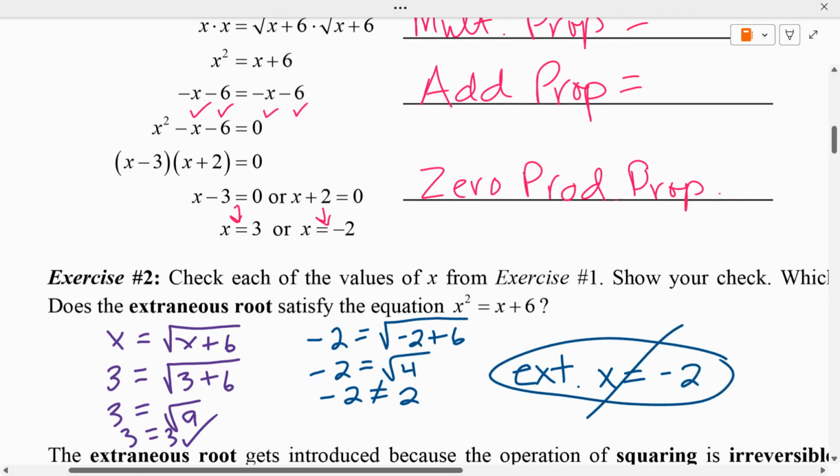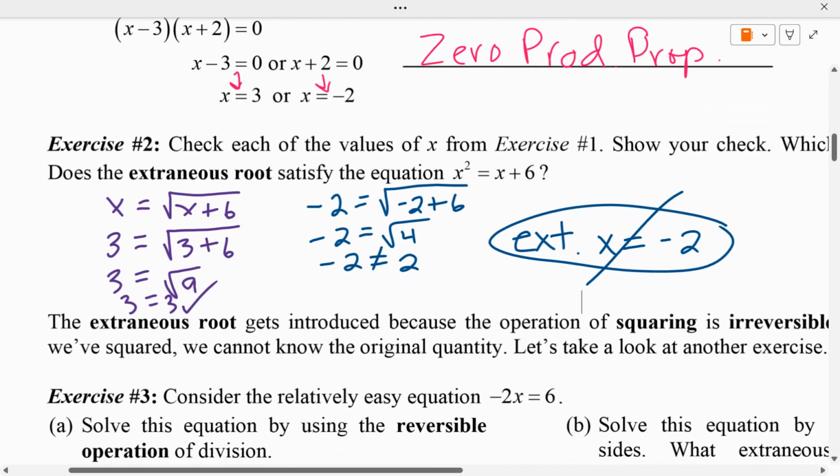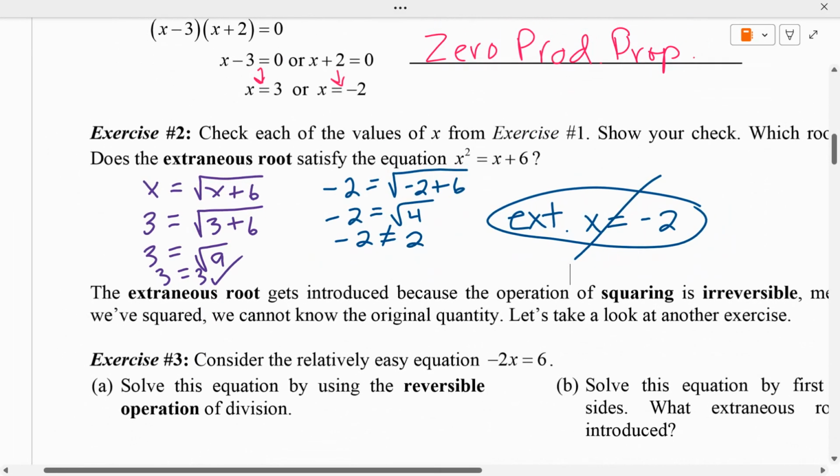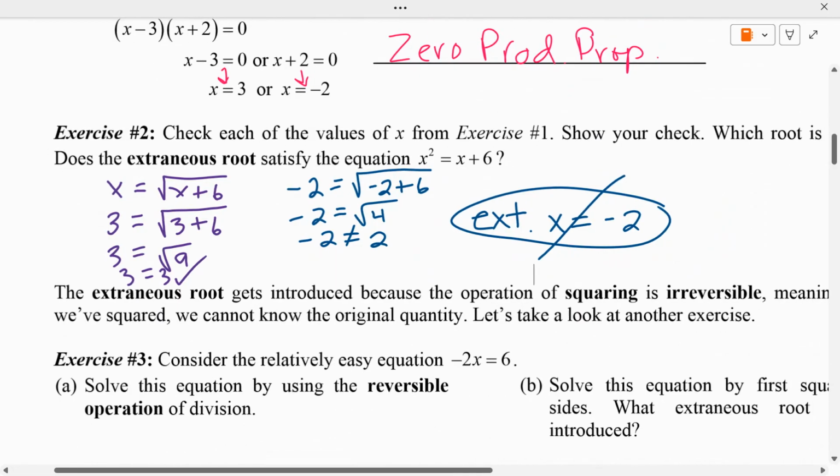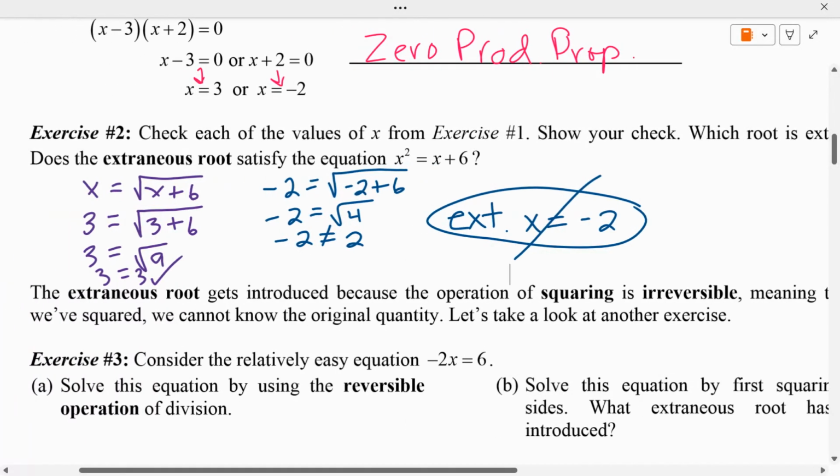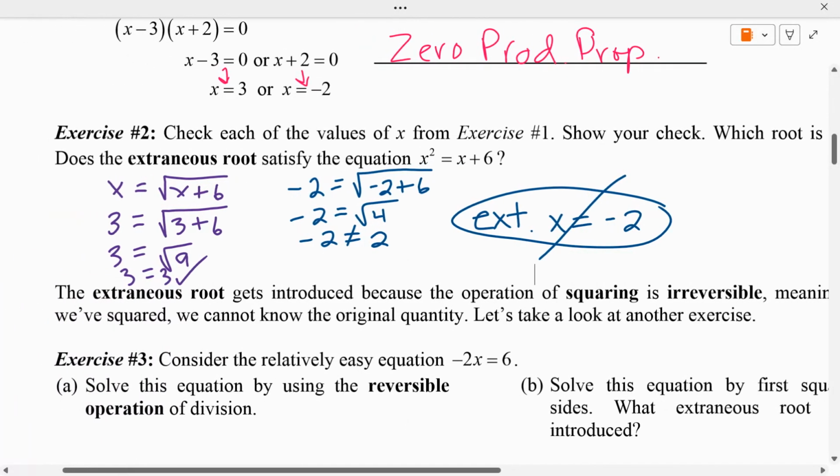So it means it's not a solution. It does not work. Extraneous roots get introduced because of operations. The operation of squaring is irreversible, meaning that once we've squared, we can't know the original quantity. For example, if we square a -2, it equals a +4. So its root could be a positive or a negative.